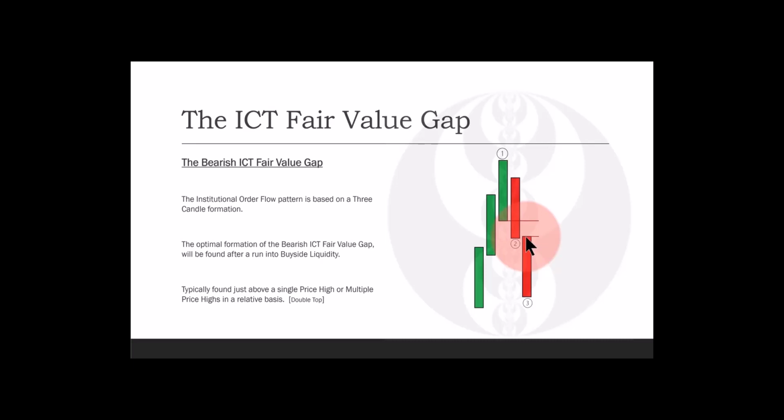Why? How's that working? Well, you have sell side being offered here because the market's delivering lower prices. It's offering continuously lower prices between this candle's low and this candle's high. To efficiently balance out that little inefficient area, at some future time, the market's going to want to trade back into that area. When it does, and you're bearish, that's a short signal. You can go short and sell there with the expectation it's going to start to move lower. Optimal formations of the bearish ICT fair value gap will be found after a run into buy side liquidity.